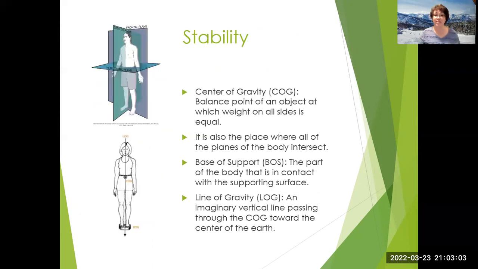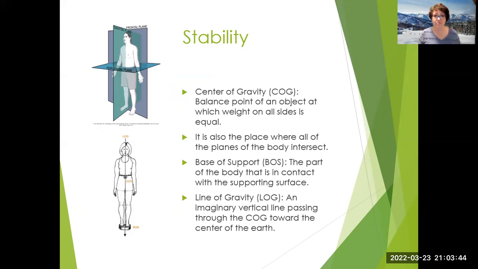With regard to stability, we have to have our center of gravity, the point at which all weight is equal on all sides. Our center of gravity has to be within our base of support. The line of gravity is that imaginary vertical line passing through the center of gravity towards the center of the earth. So if your line of gravity goes outside of your base of support, you're going to fall over unless you change your base of support. And the way we change our base of support to regain balance is to step out. That's how we change our base of support. Or maybe we're going to use a cane, or maybe we're going to use a walker.